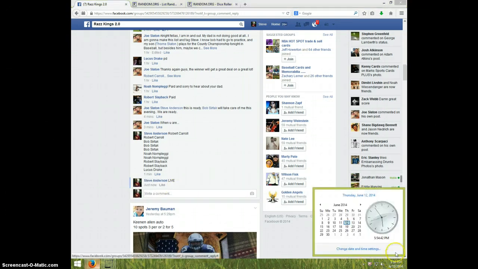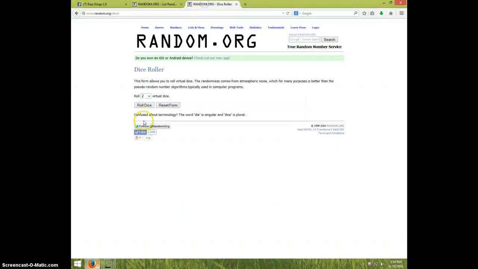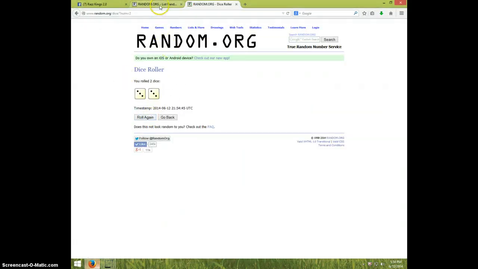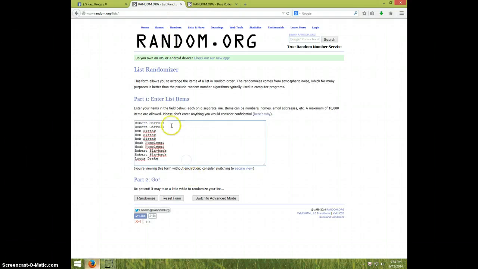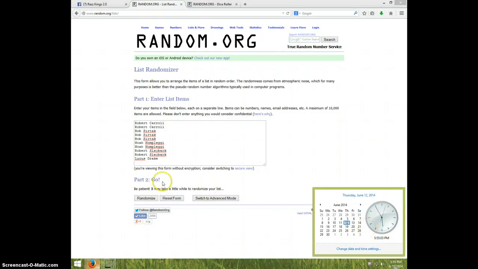It is 5:54. Roll two dice one time. Snake Eyes is a reroll. Six times, guys. We got Robert for two, Bob for three, Noah for two, Robert Slayback for two, and Lucas for the last one. Once again, six times. It is 5:55. Good luck.